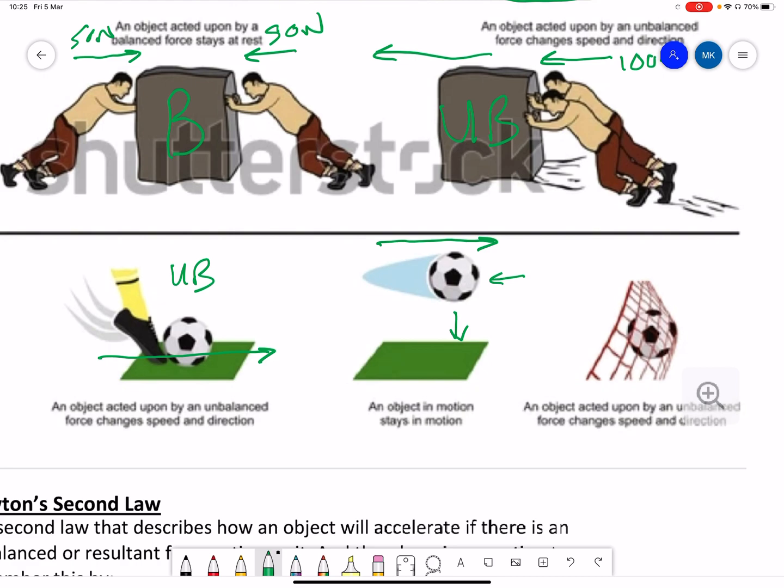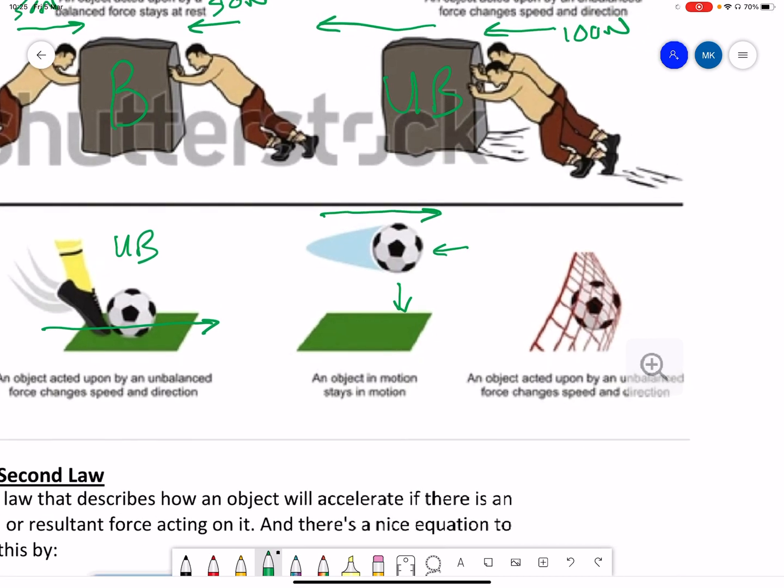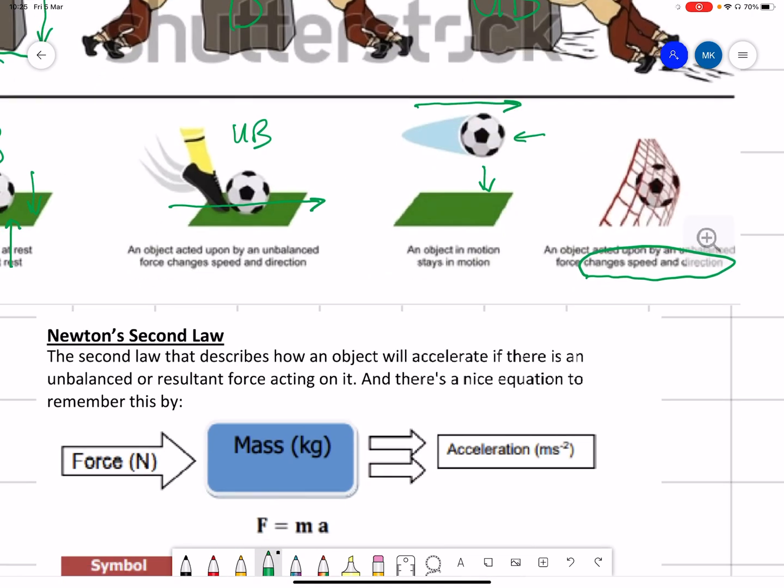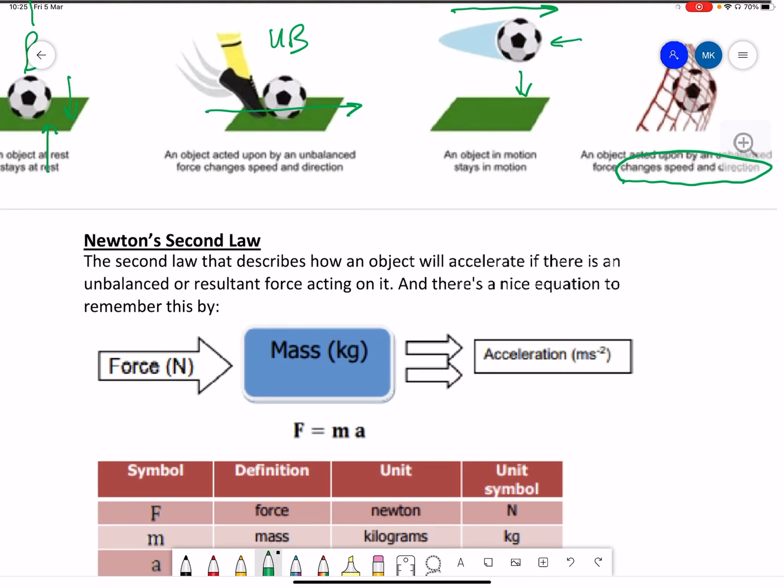And then in the last diagram, the force is the ball hitting the net. So therefore, there's a force acting on it. Its speed and direction is naturally going to change. So I think that covers Newton's first law.